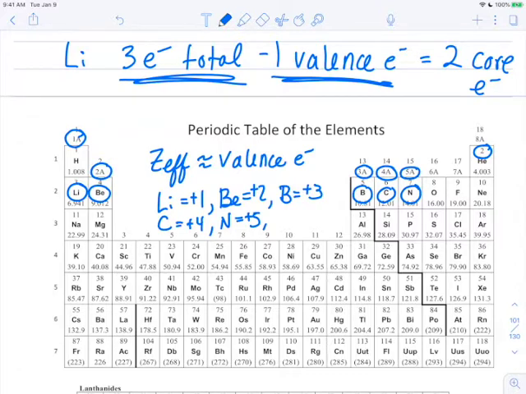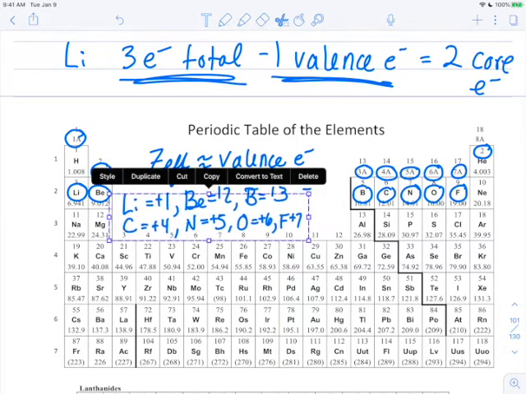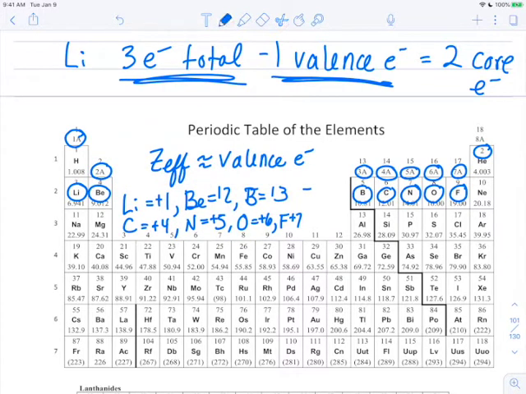Anyways, so let's keep going with our oxygen. It'll be 6. Fluorine, 7. And let's see if I could squeeze in one more. Finally, neon will be +8. Remember, if you were dealing with helium, helium is not +8. Helium is a +2 because it actually has 2 valence electrons.